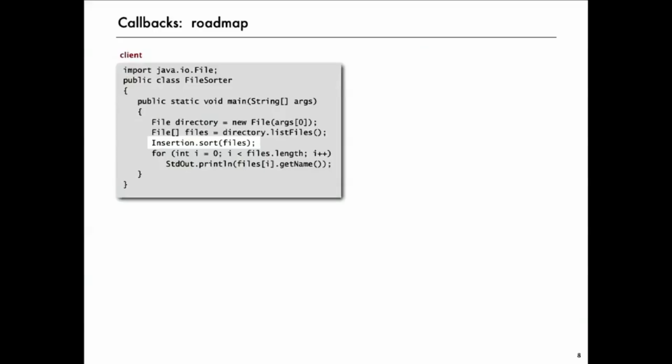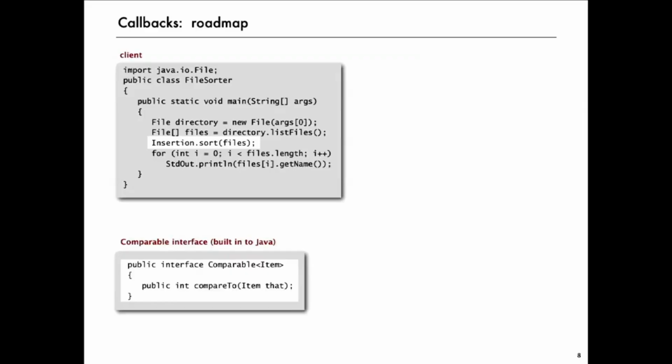So we already looked at some clients. This is the example of the client program that sorts the files in a given directory by file name. So it just calls our sort method with an array of some type of object as first argument.